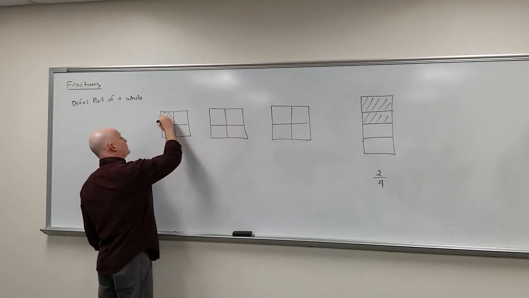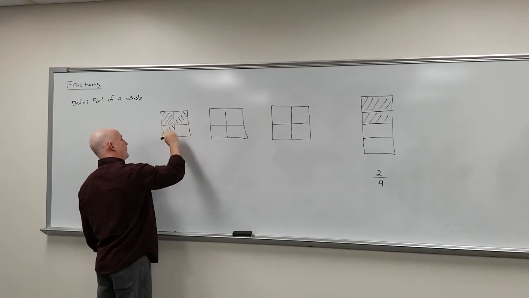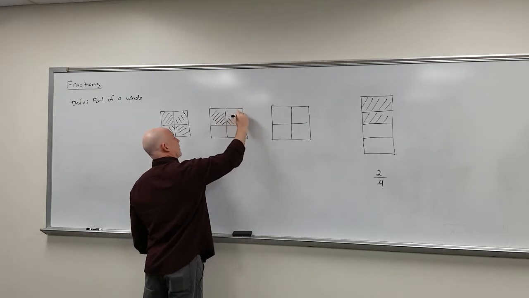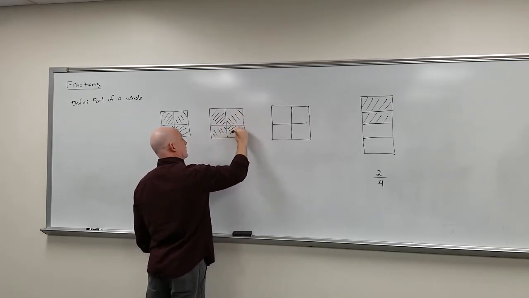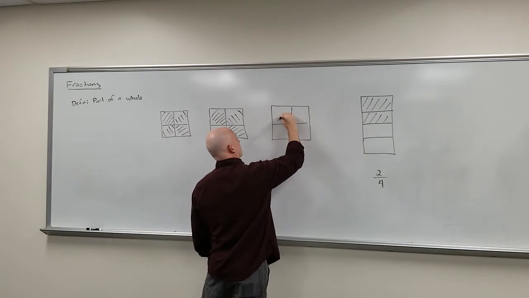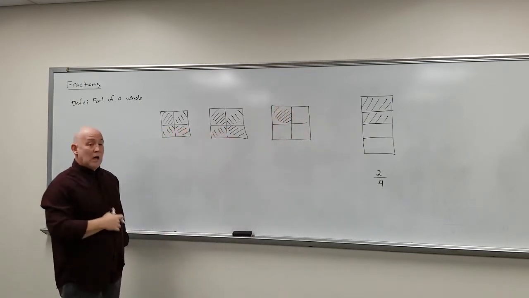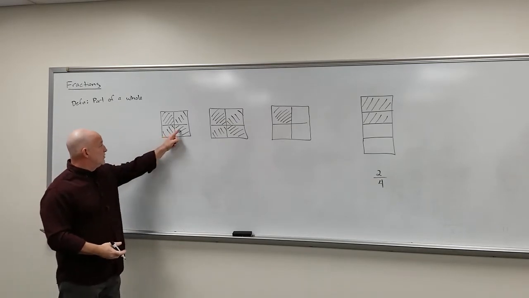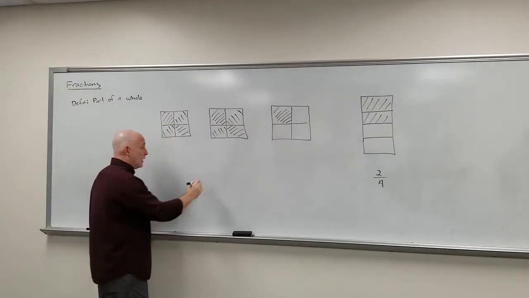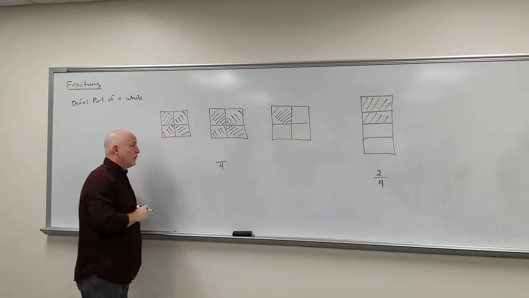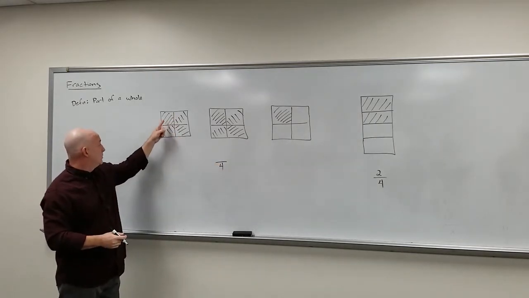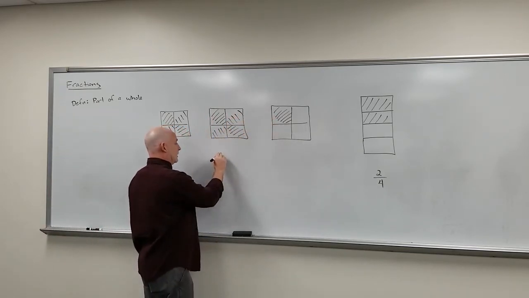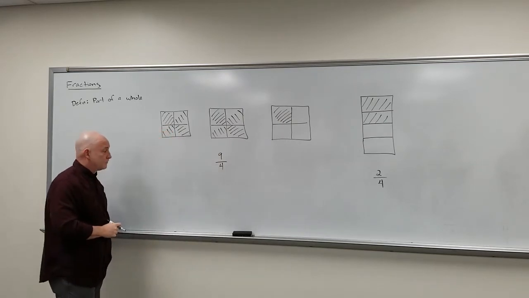So if I were to shade something like this, and this, how could we represent this using fractions? Well, since each one of these pieces is still a fourth, I know we're going to do this out of fourths. So how many fourths do I have? Well, 1, 2, 3, 4, 5, 6, 7, 8, 9. So here we have 9 fourths.